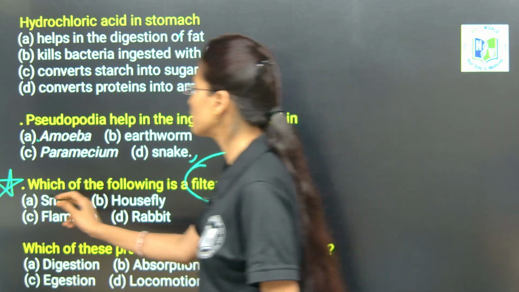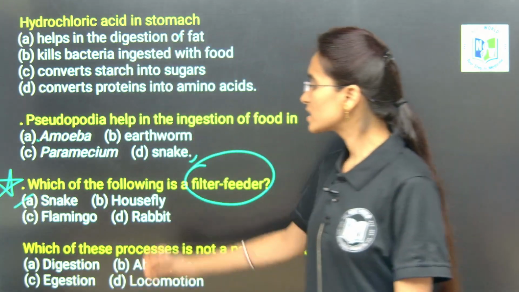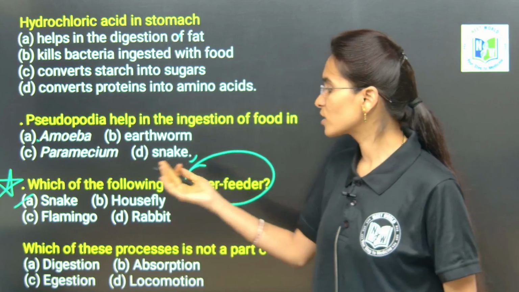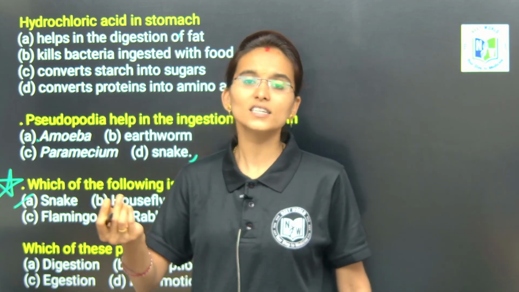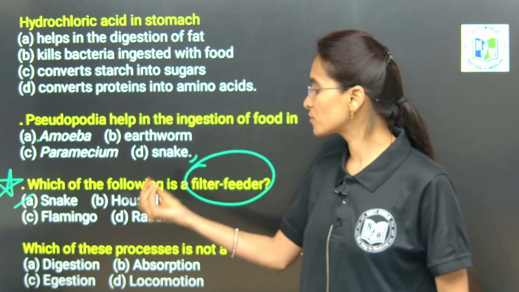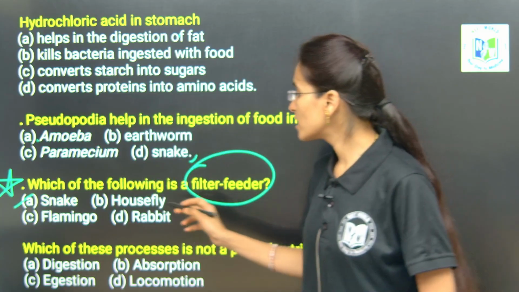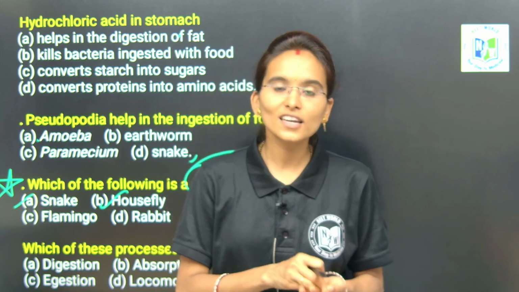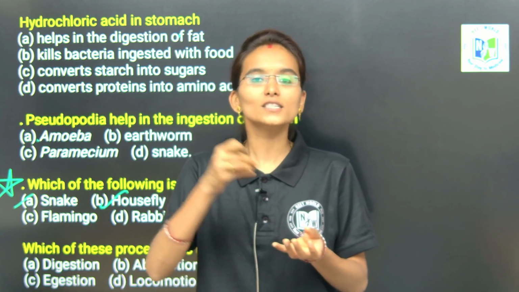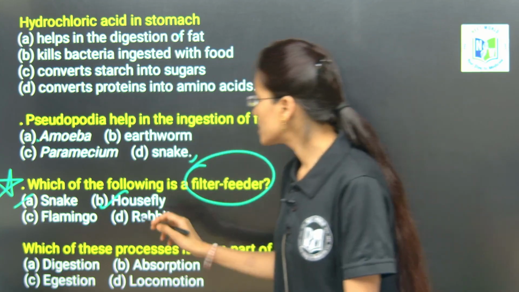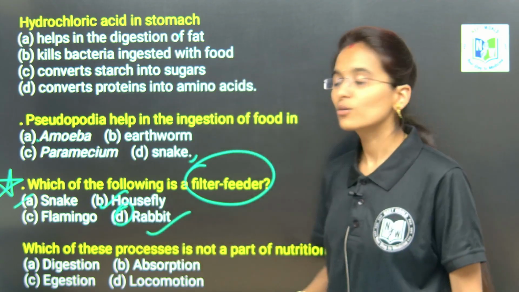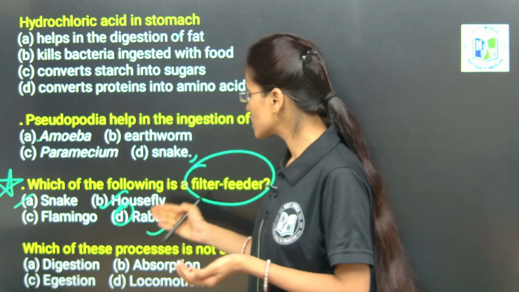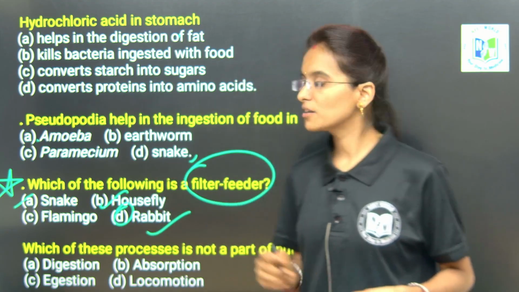Okay, so here are the given options. Option A, snake. Okay, snake is not the filter feeder. Okay, so it can eat any type of the small insects, it can eat the rat, it can eat the frog directly without filtering. Okay, and next one, housefly. Housefly actually is going to feed on the liquids, but without filtering it is going to consume the liquids. And next, if you look into the option D, rabbit. Okay, rabbit is going to eat the vegetables directly, my dear students. Okay, so it is also not involved in filtration process.